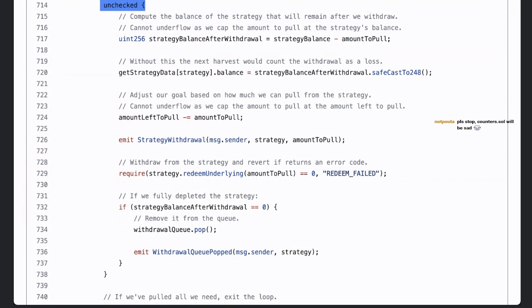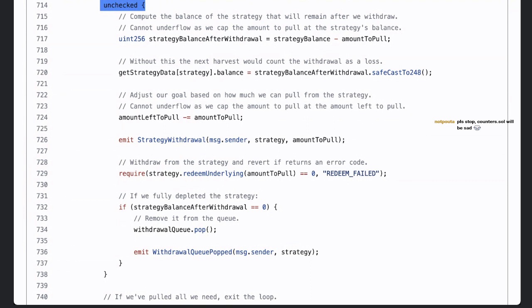Does the unchecked affect the non-math things there, like the event or the require? It does not. The reason we do that locally is that we need to access some of the intermediate values we compute in there in those other things, like in the final if statement there. There's no math we're doing in there, but we still need access to the strategy balance after withdrawal.